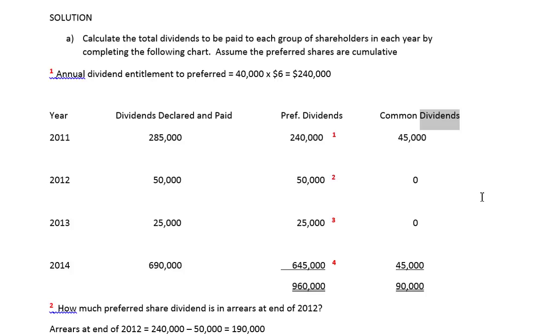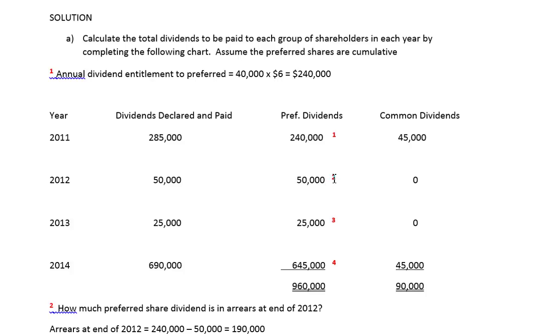So now, what happens in 2012? Now we must have had a bad year. We did not declare anywhere near $285,000. We only declared $50,000. Well, guess what? The preferred shareholder entitlement was $240,000, but they're only getting $50,000. So what's happening now? They get that entire $50,000, but now the next time a dividend is declared, the cumulative preferred shareholders are going to get whatever they need to shore up or settle the arrearages.